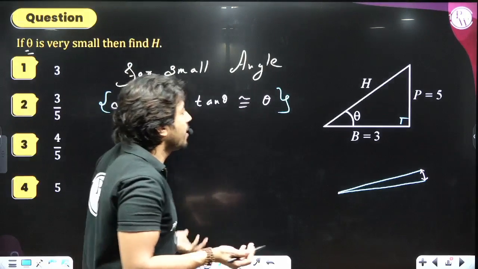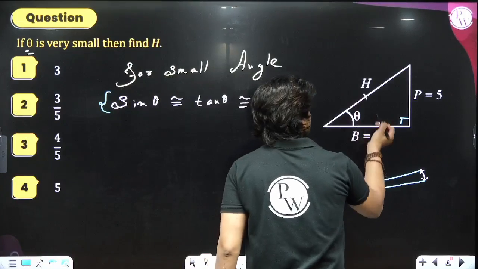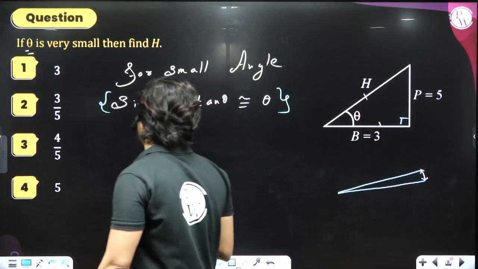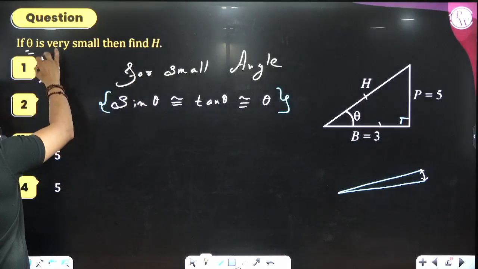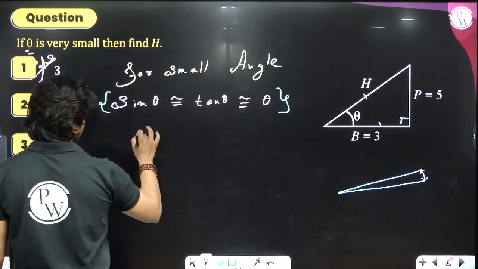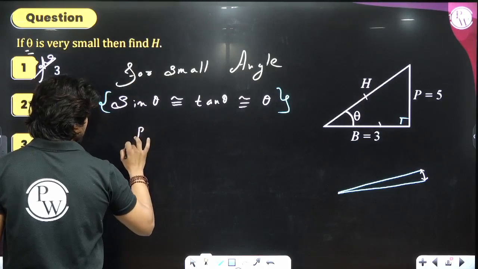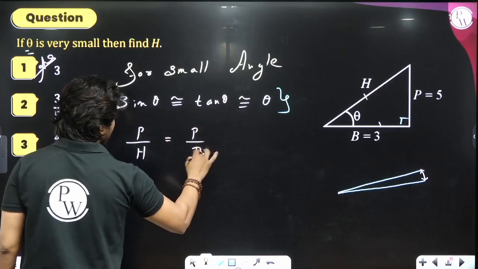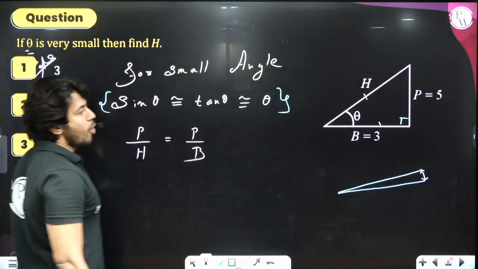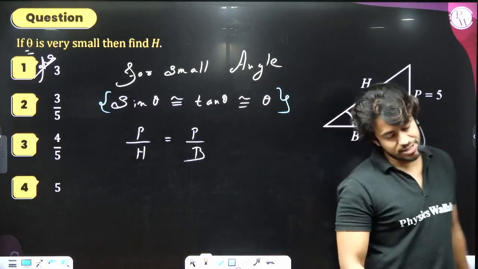When can it happen? When these two sides are equal. That means h and b should be equal. That means the hypotenuse and the base should be equal, and the answer should be 3, because sine theta is p divided by h and tan theta is p divided by b. I hope that the point is absolutely clear. Let's take the discussion ahead.